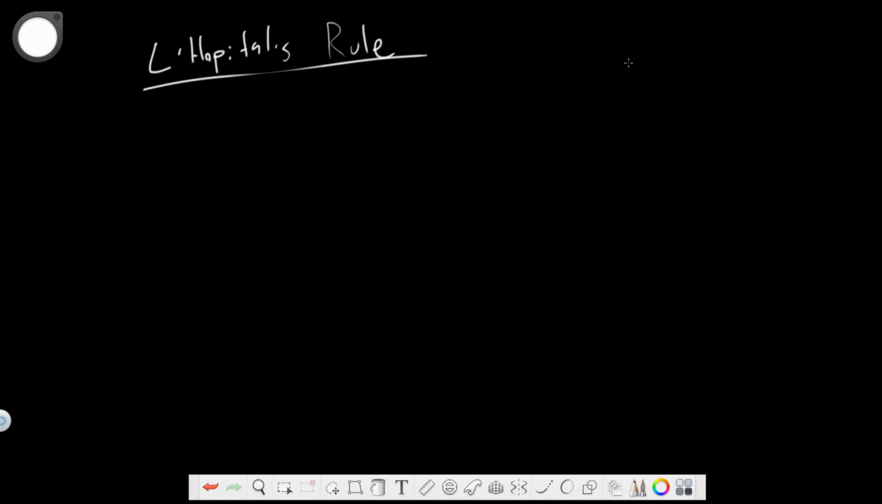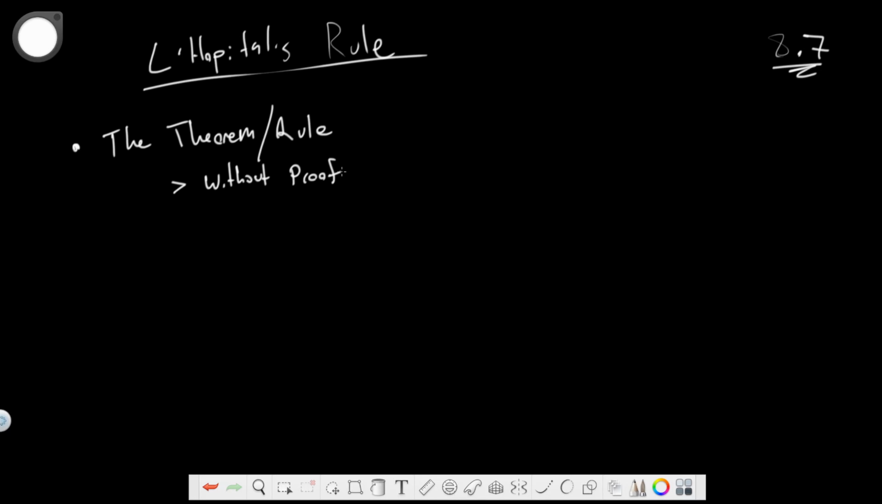In the textbook, this is chapter 8.7. In this video, we are going to look at the theorem, L'Hopital's rule, but we are going to do this without proof. I know this is uncommon for what we usually do. There will be a proof of this. This proof is involved, so we are separating it from this video. We'll have a separate instructional video on the proof of L'Hopital's rule. But this video is going to focus on using it.